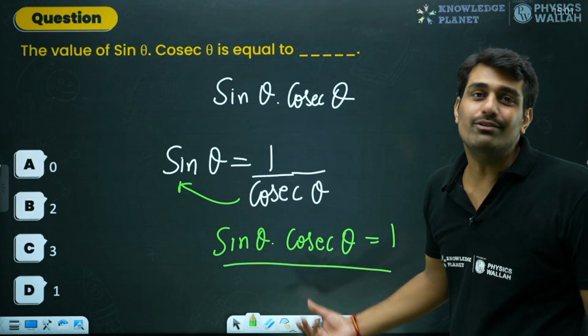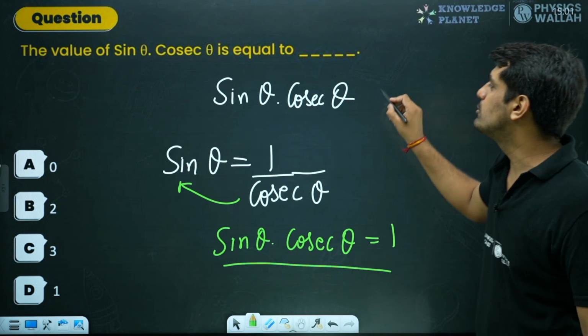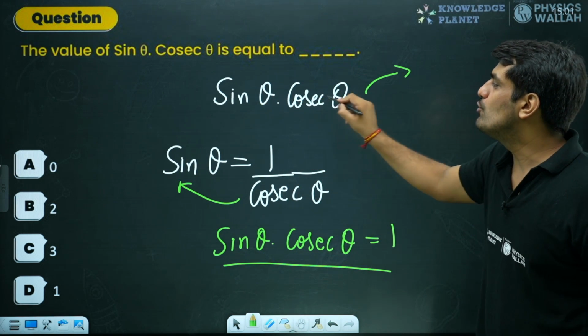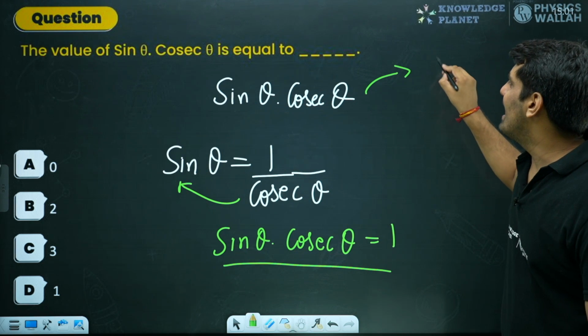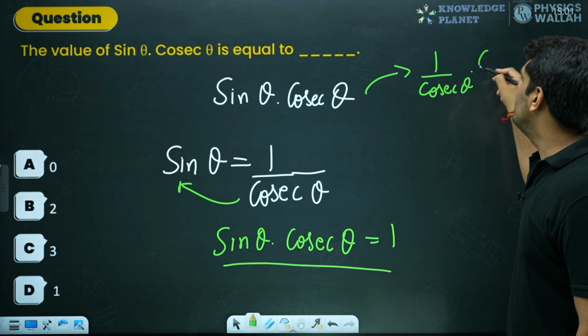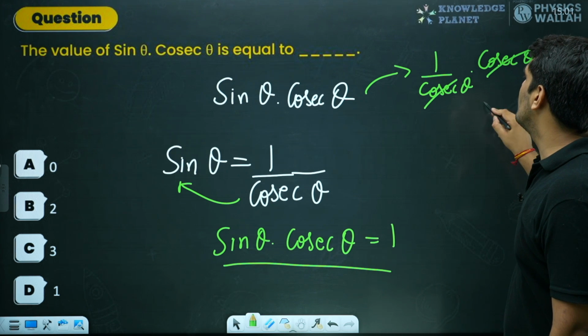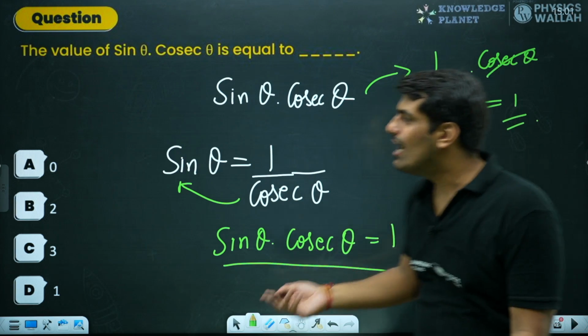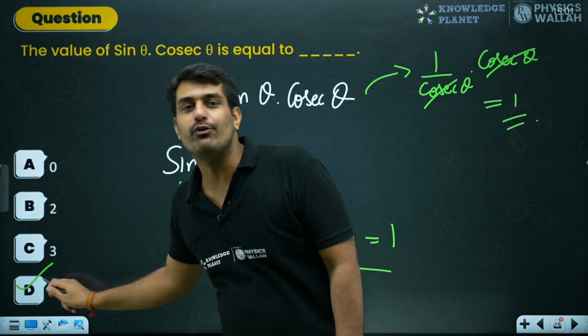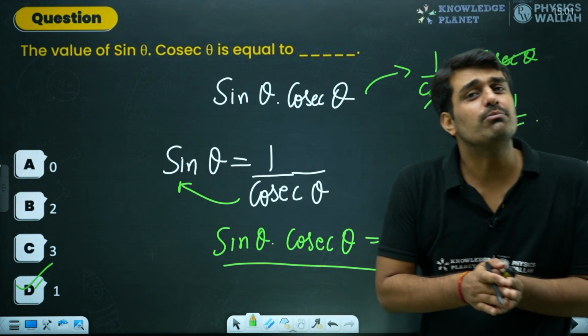Anyhow, you don't need to think in this manner that I will be transferring on the other side. You can also think in this manner: sine theta into cosec theta. I can write sine theta as 1 upon cosec theta, which is being multiplied again by cosec theta. So cosec theta will be cancelled out, we will be getting 1. Anyhow, 1 should be the answer from wherever you reach the final answer. That's important.